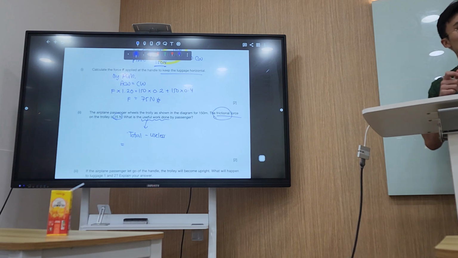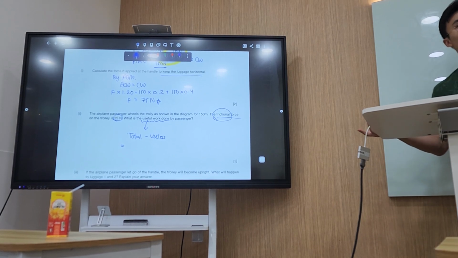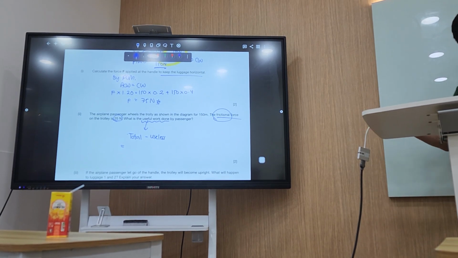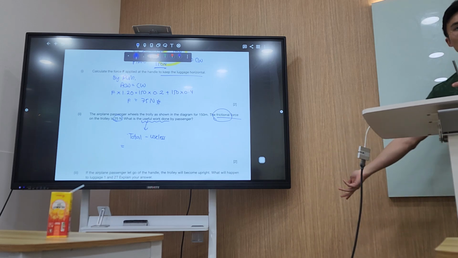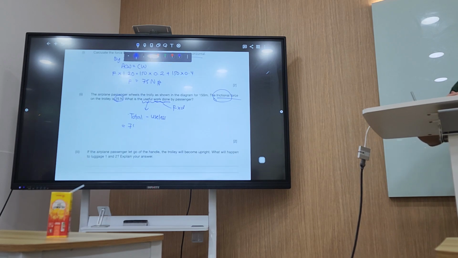What force should you be using for the energy that you are inputting into the system? It is the 75 one, not the 25. The 25 is the wasted energy, it's the useless one. So my total work done, by the way, your work done formula, I hope you guys know how: force times distance. So force of 75 times 150 meters, your useless work is 25 times 150. And from here you get your answer.